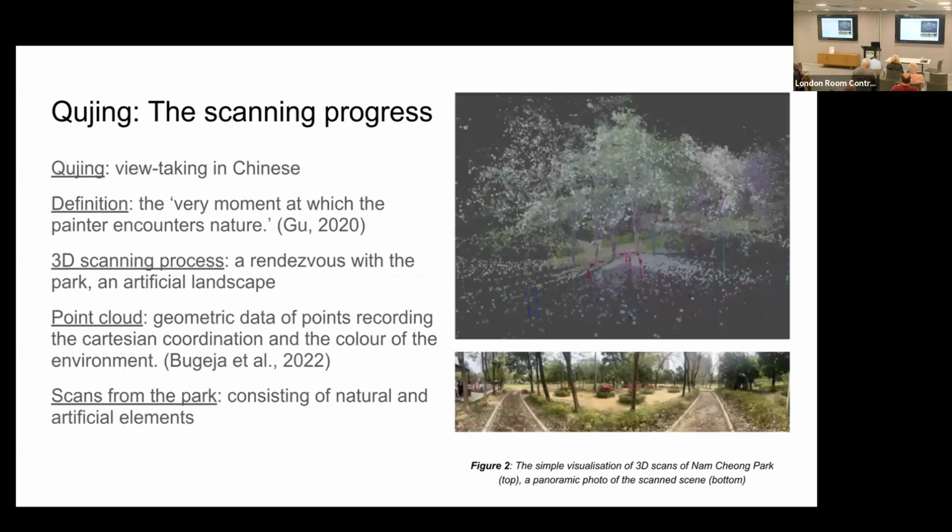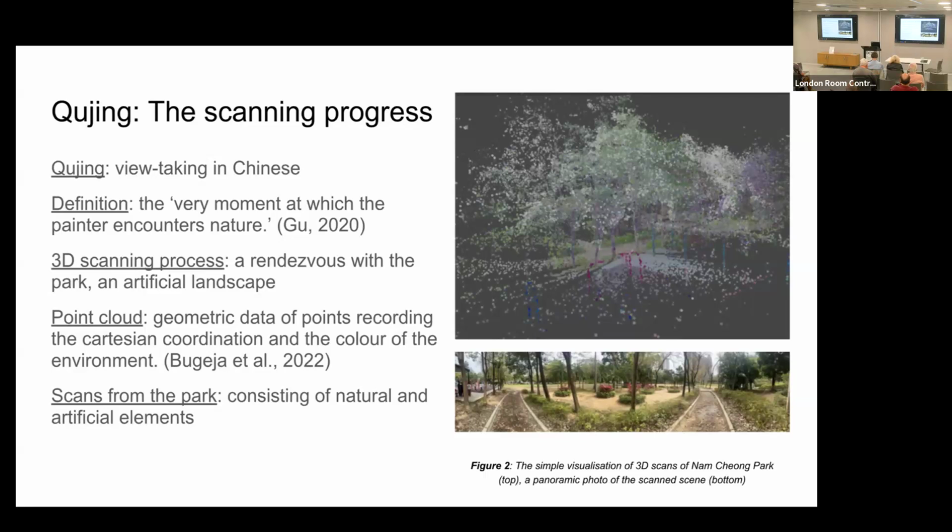And the first step is 取景, the scanning process. 取景 actually refers to view taking in Chinese, and the definition of view taking is to capture the very moments at which the painters encounter nature. And I do so by incorporating 3D scanning, which I consider a rendezvous with the park and artificial landscape.